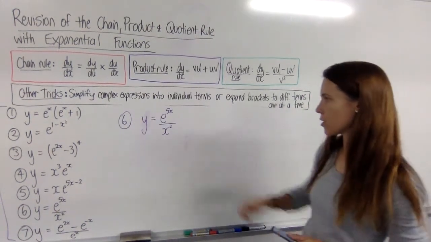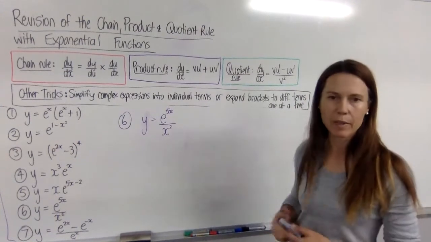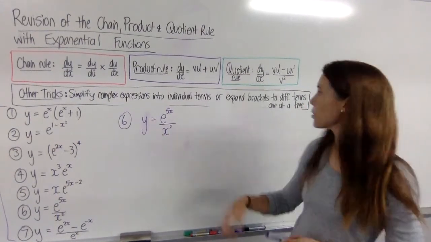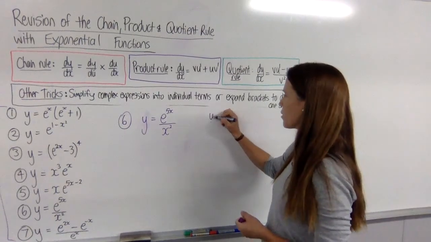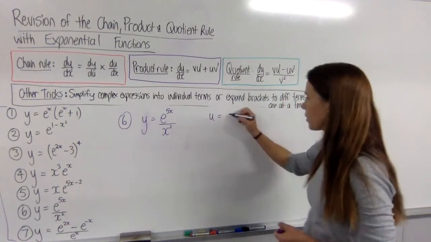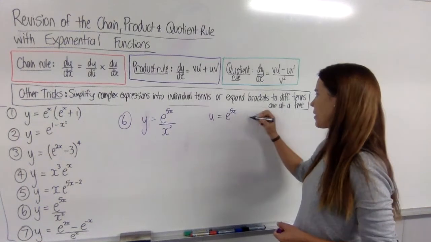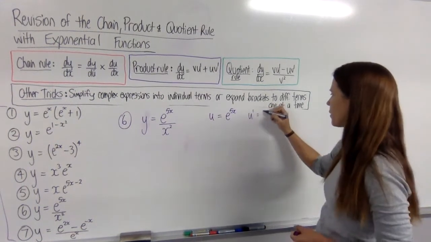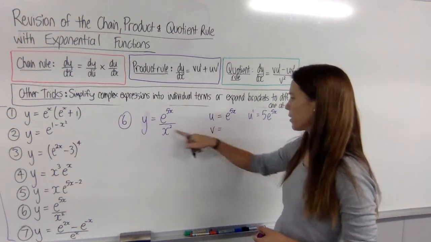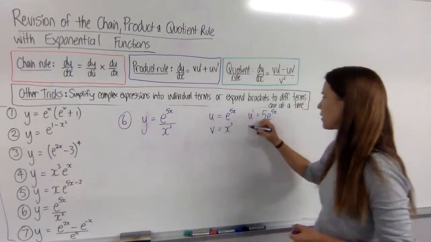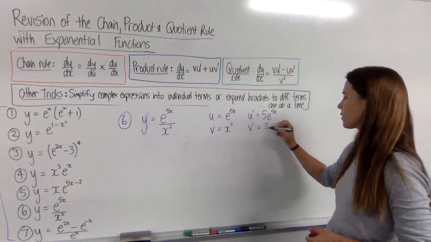For question 6, we've got two parts, one divided by the other, and they've both got x's in them, so we're going to need to use the quotient rule. So again, write down your ingredients. Let u be the first part on the top, write it down, and then differentiate it. And let v be the denominator, and then it's easy to differentiate that.